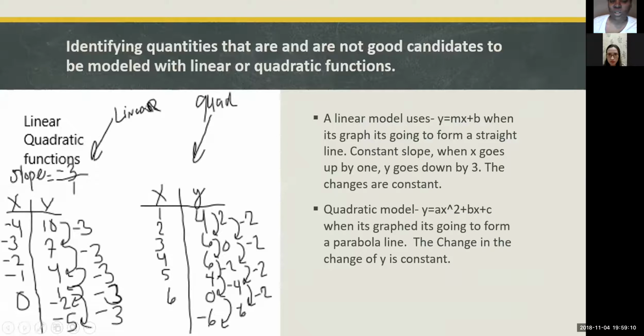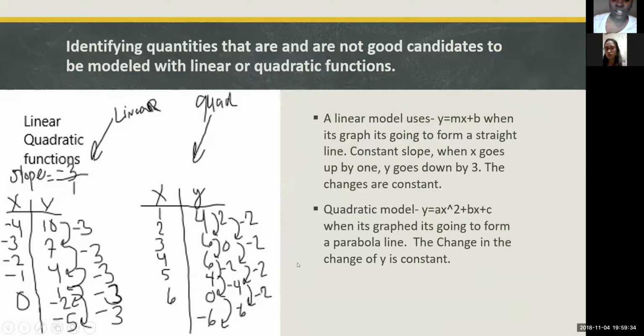So next we move on to the quadratic function. Sorry about that. The function would be y equals ax squared plus bx plus c. When it's on a graph, it's going to form a parabola, which is the U on the graph. It looks like a U.